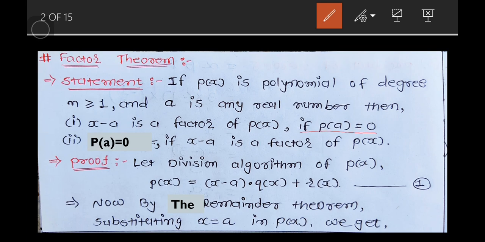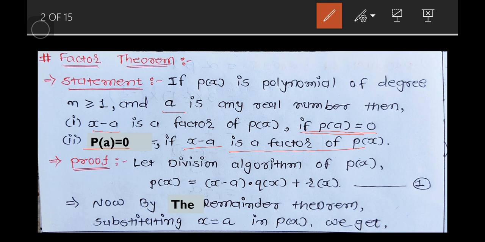When we put a real value a in the given polynomial p of x and it makes p of a equal to 0, then we can say that x minus a is a factor of p of x. This is the first part of the statement. The second part is the converse: p of a is equal to 0 if x minus a is a factor of p of x. We prove these two parts.